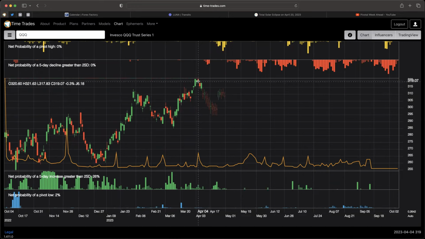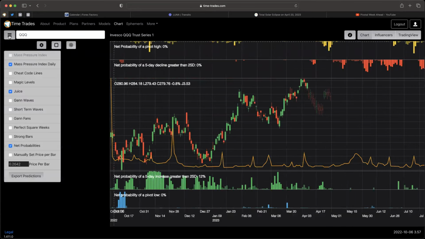And we got a small pop up. We did close red, but we did make a higher high on Tuesday. And a big reason for that forecast was a juice spike. Okay, so where does that leave us here?